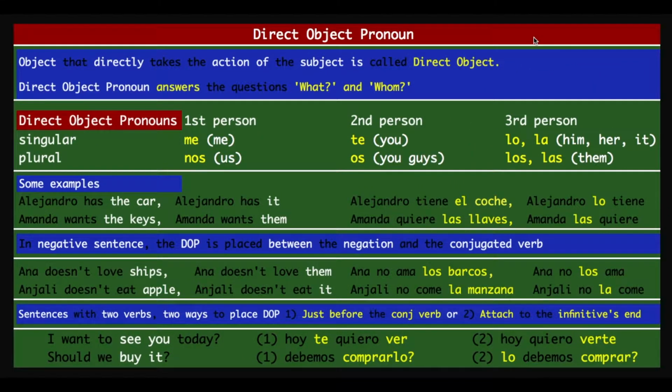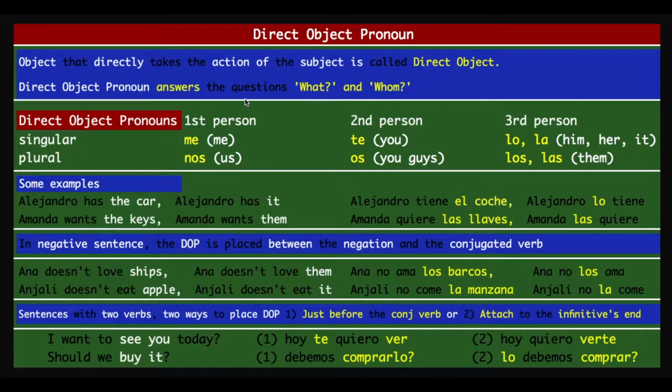Welcome to the class. Well, folks, today we are going to learn direct object pronouns, and it is one of the most beautiful and most interesting concepts in any language. So, what exactly is a direct object pronoun? Let's take a look. First of all, the object that directly takes the action of the subject is called the direct object. So, a direct object pronoun basically answers questions like what and whom.